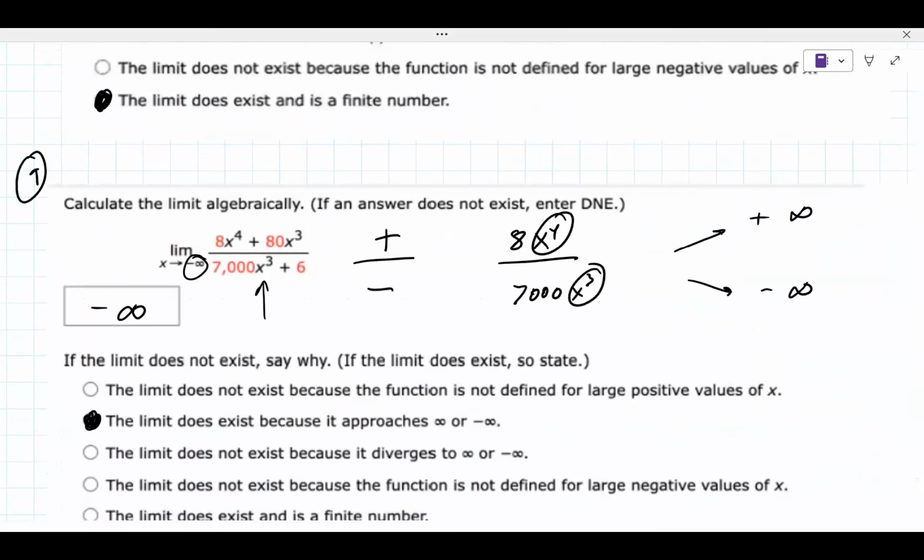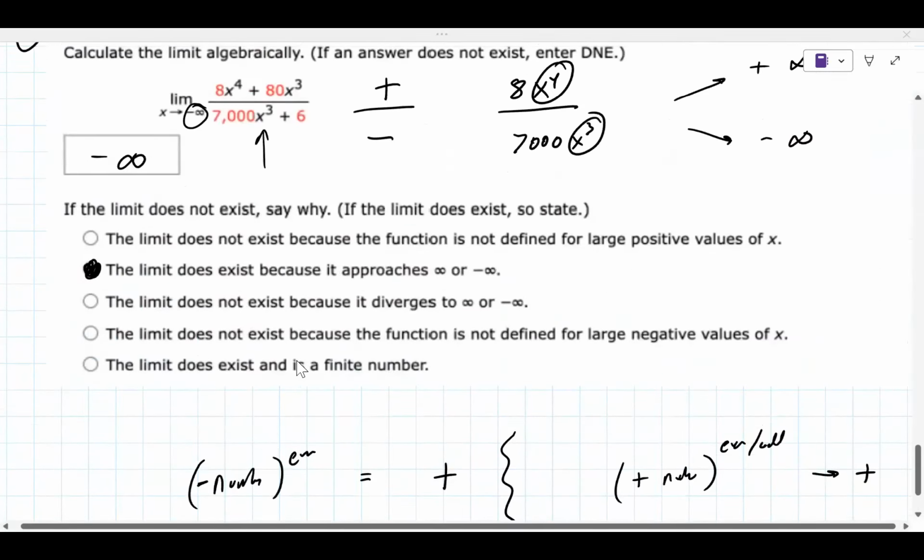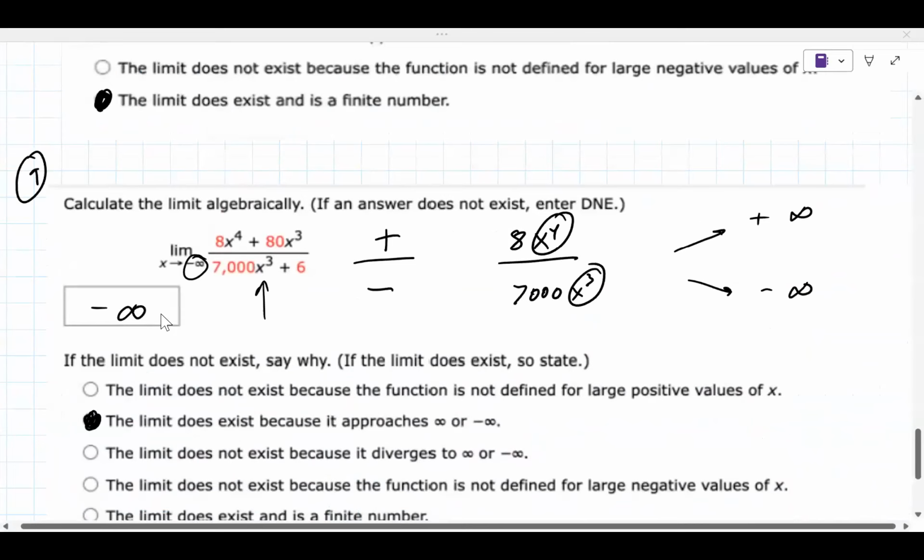Let me look at the dim. So 10 is the same thing, but no, it's not the same. Sorry, I got the wrong thing up. Wait, on 9, I pressed the limit does exist because it approaches positive infinity or negative infinity. It marked it as wrong, which I don't understand. Did the negative infinity get accepted? Yes. Okay. The limit does not.